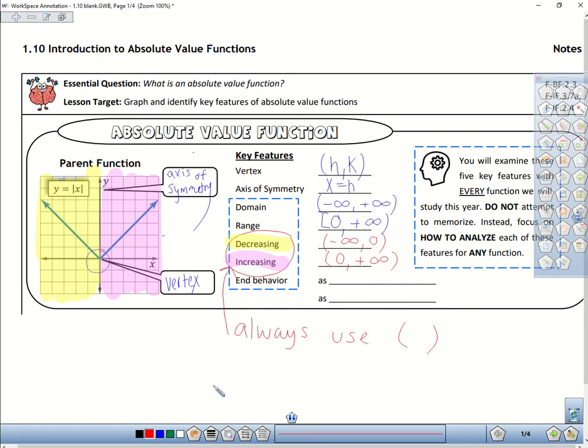So, lastly, we're going to talk about end behavior. So, what end behavior basically means is what's happening to the function when it leaves your graph. Okay, because remember, these go on for eternity in both directions, right?